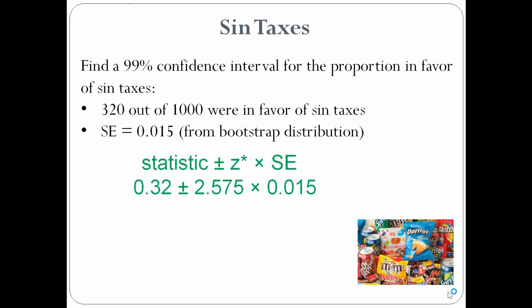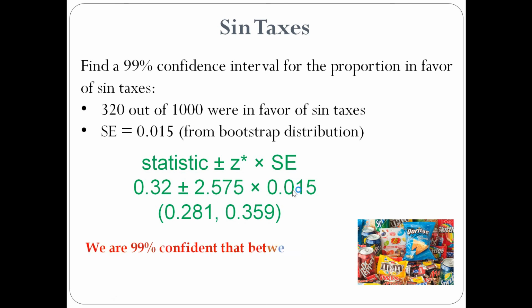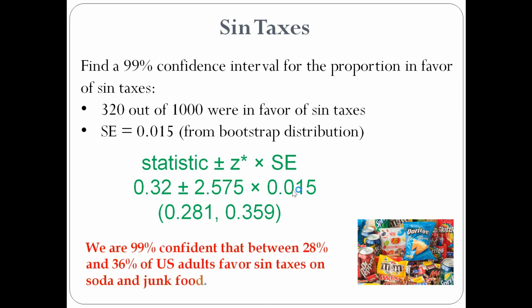So the statistic is 320 out of 1,000 plus or minus the Z-star for 99% times that standard error which we just found, and we have the interval. And we can say that we are 99% confident that between 28 and 36% of the US adults favor sin taxes on soda and junk food.